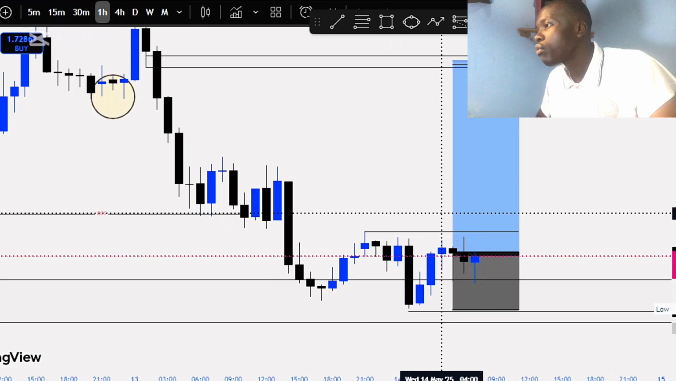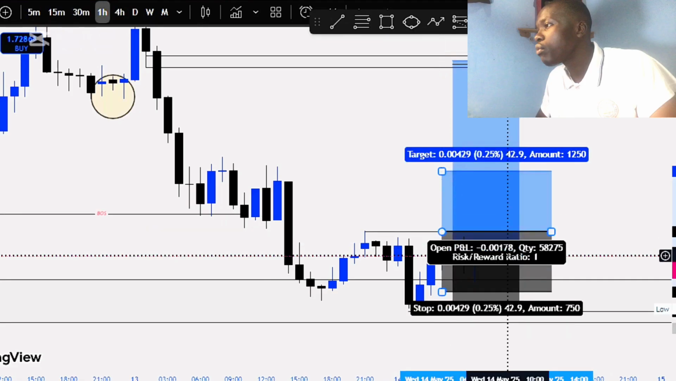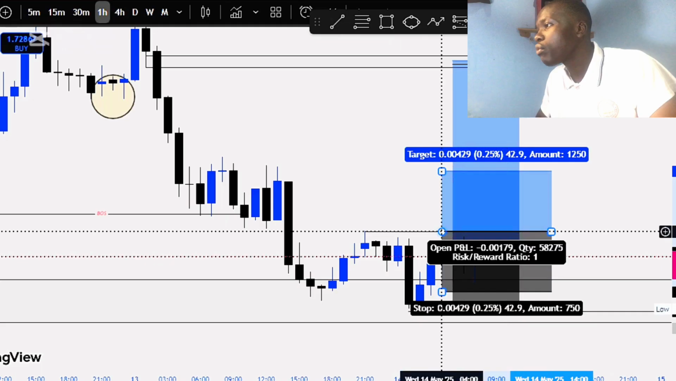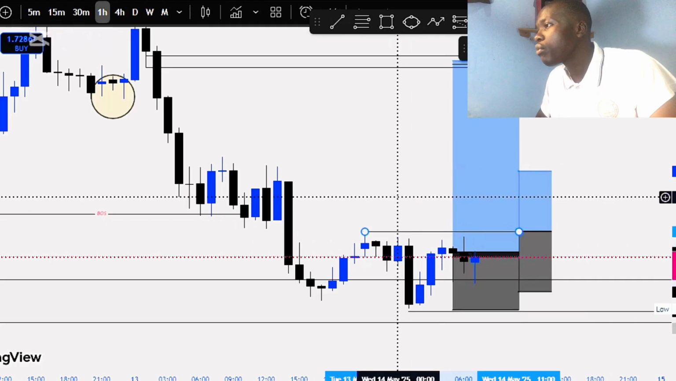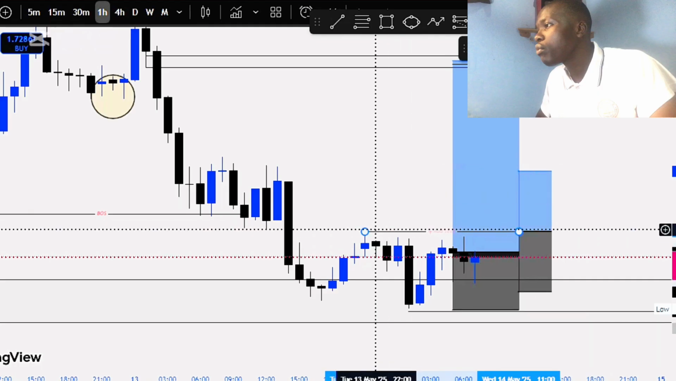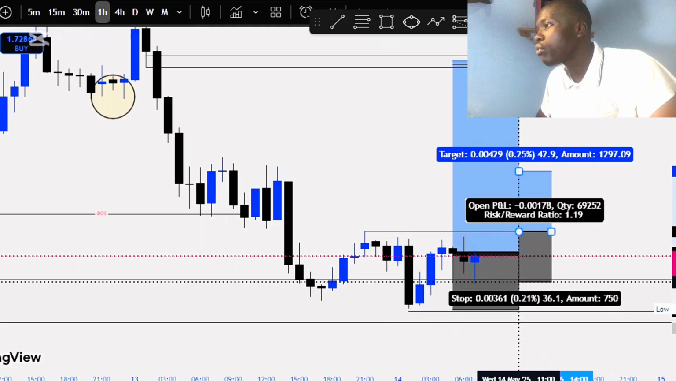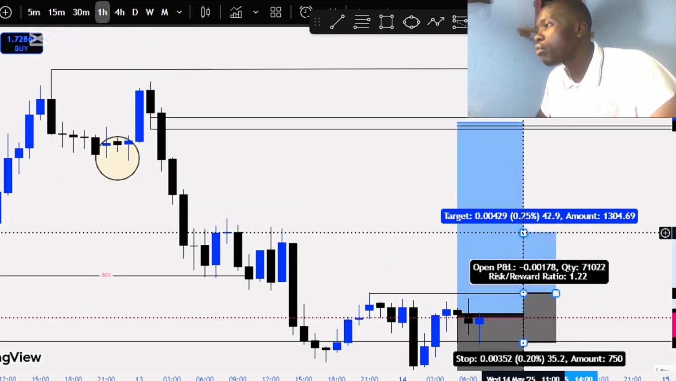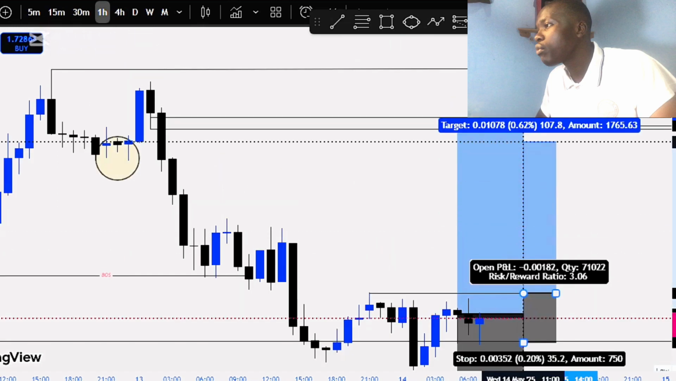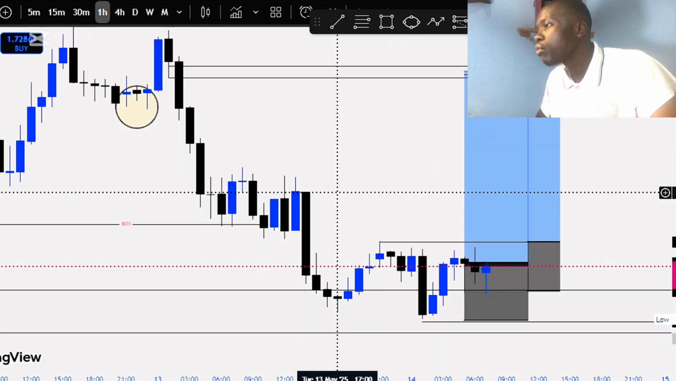I showed you my reasons for the buy. This is my second entry, around here, above this place. There's a line I drew here. If the line breaks and I see a retest on that line, I'll get in on a buy again at this zone, and I'll be buying for now.